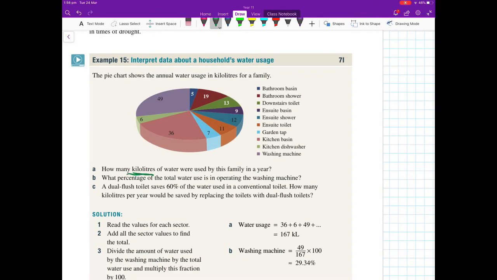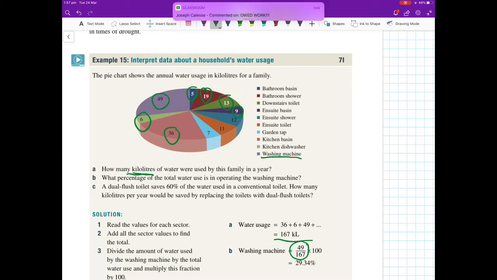First question is looking for the total kilolitres. On there, they've got all of the different kilolitres for each section, literally just adding them all together. Total is 167. Next thing up is finding the percentage of total water used for operating the washing machine. So we find out the washing machine is that light purple, which gave us our 49 over our total of 667, times equals by 100 to get us our percentage.